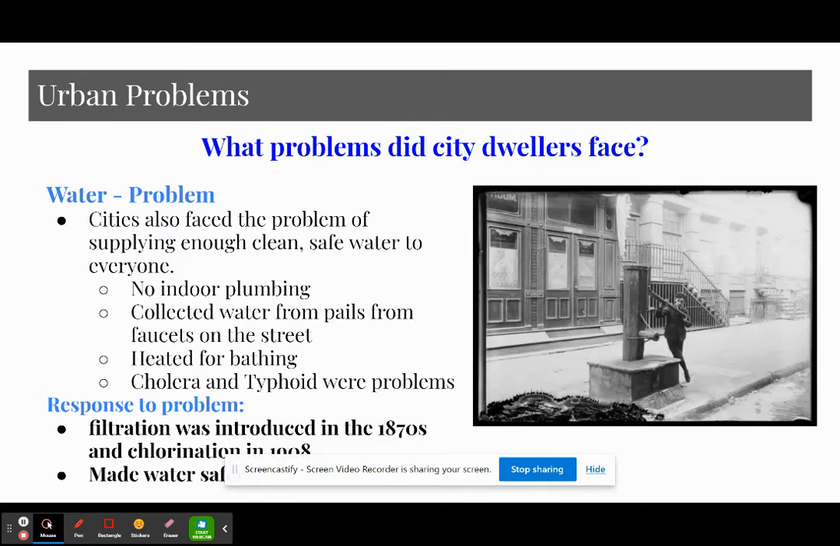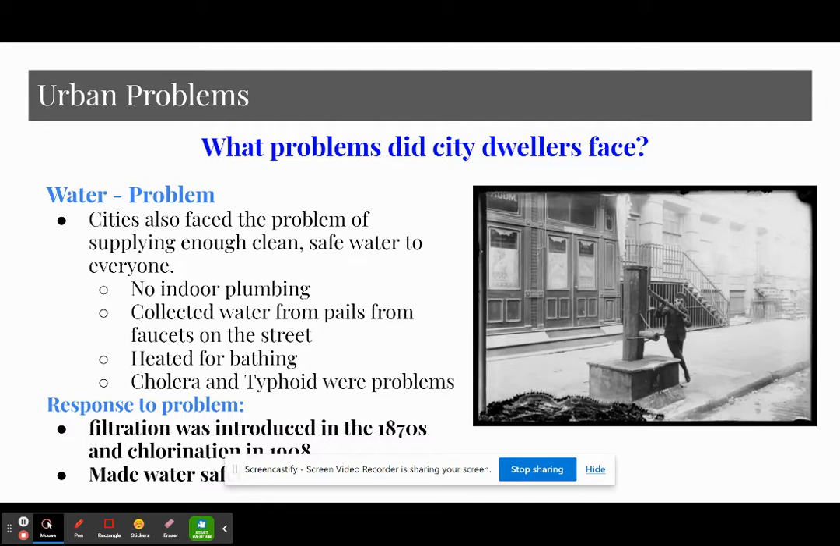Another issue was water. Cities also faced problems of supplying enough clean, safe water to everyone. There was typically no indoor plumbing. They collected water from pails and faucets on the street. They would have to heat it for bathing. So you can imagine heating a bucket or two at a time, like warm baths were probably hard to come by, which probably led to the city still smelling pretty bad.